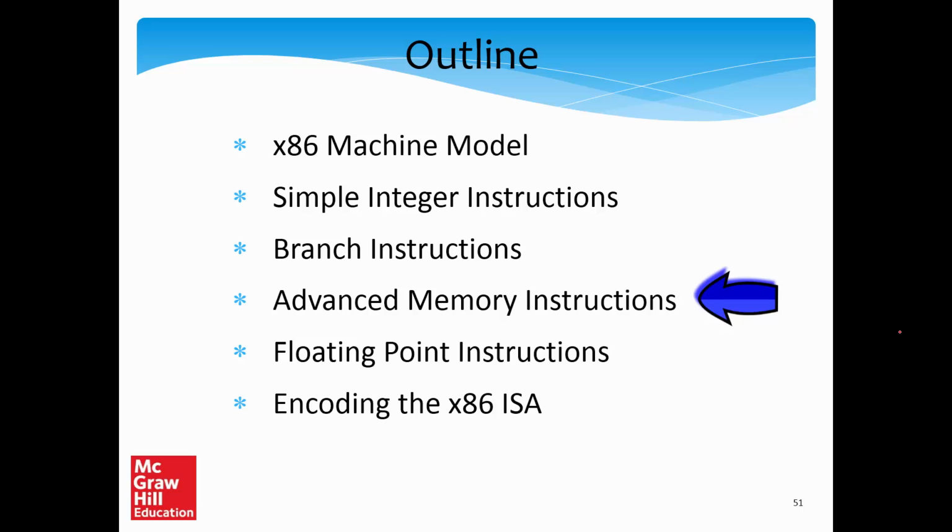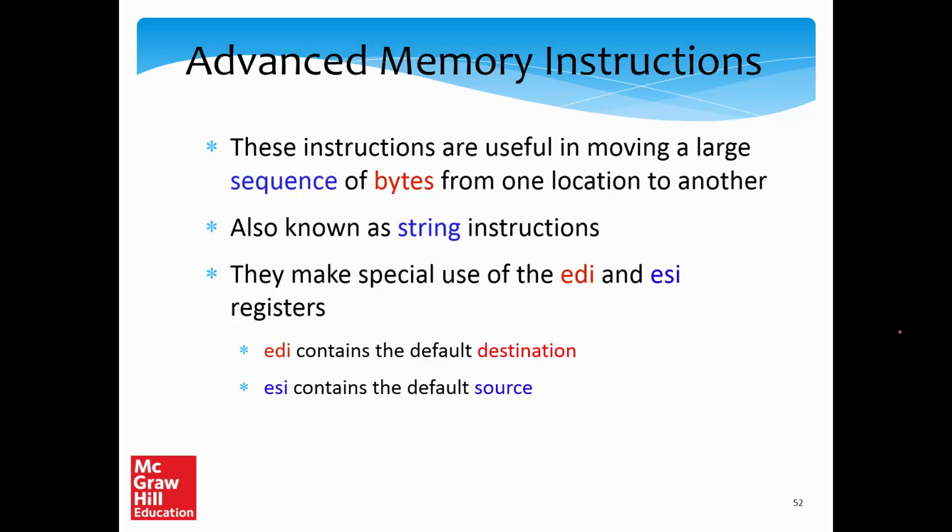Now let us discuss advanced memory instructions. Advanced memory instructions is where we can actually see the power of the x86 instruction set. What good is a complex instruction set unless it gives us some instructions that make our life really easy? There has to be some justification for the C in CISC. So we'll see that with advanced memory instructions.